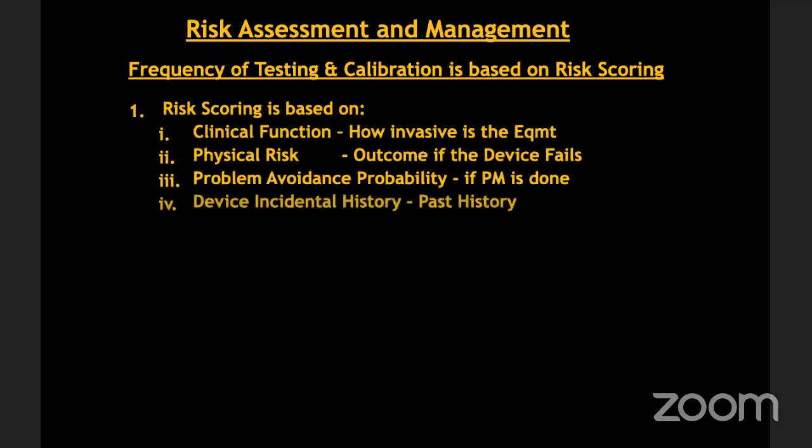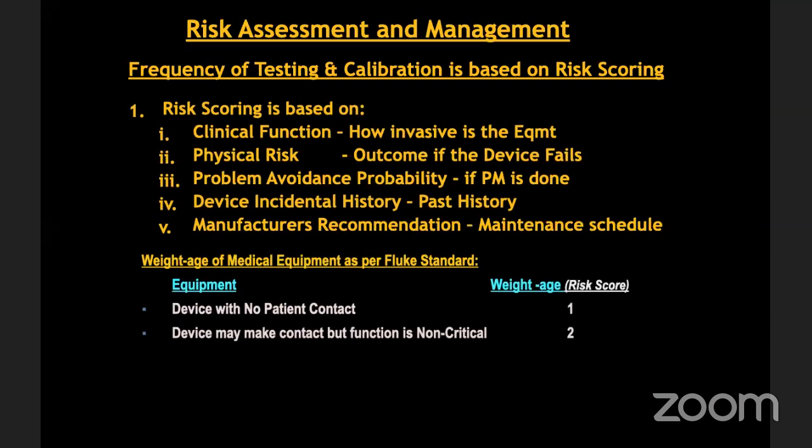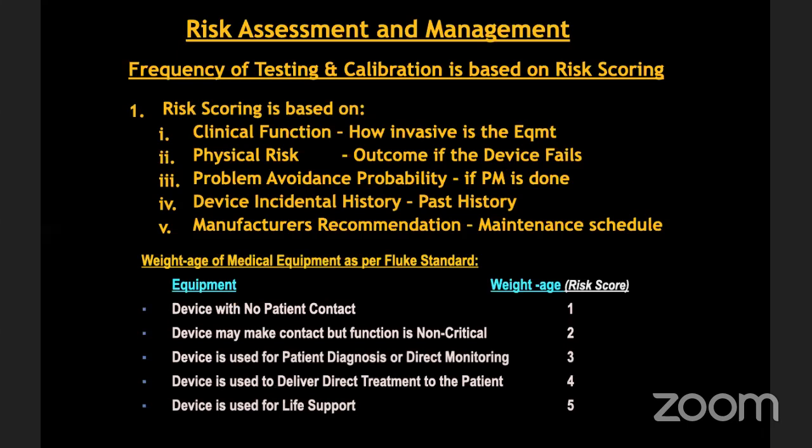So, risk assessment and risk management. The frequency of testing and calibrating is based on risk scoring. We are going to see what a risk score is. Clinical function is the first criteria. Physical risk is the second criteria. Clinical function means how invasive the medical equipment is to the patient. It is touching the patient or it is not touching the patient. Some catheter goes into the patient, or it does not. Whether the patient is intubated on a ventilator. So how invasive? That is the one.